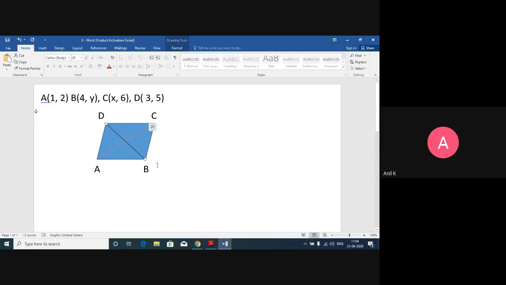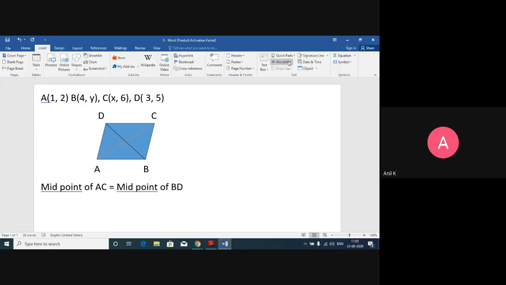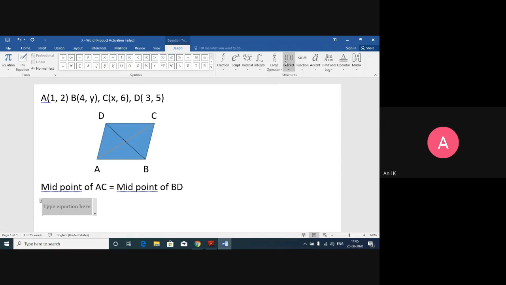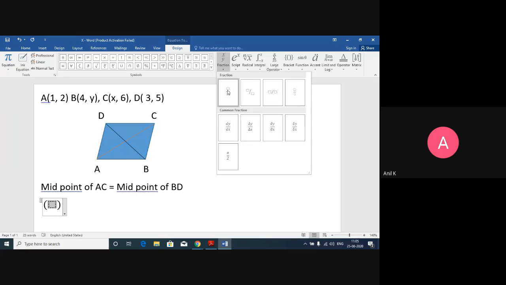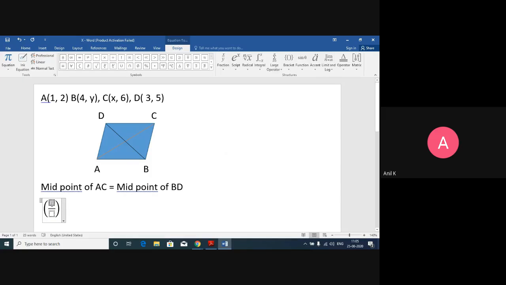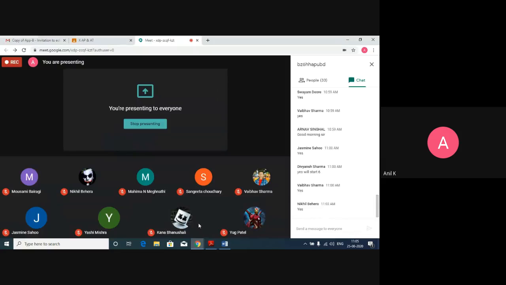That means here I can conclude that the midpoint of AC is equal to the midpoint of BD. Both midpoints are equal. I think we know the midpoint formula. Anyone remember the midpoint formula? If (x1, y1) and (x2, y2) are the points, then the midpoint formula is ((x1 plus x2) by 2, (y1 plus y2) by 2). That is the midpoint formula. We discussed it when we discussed the section formula.